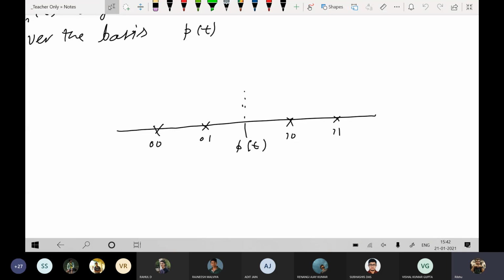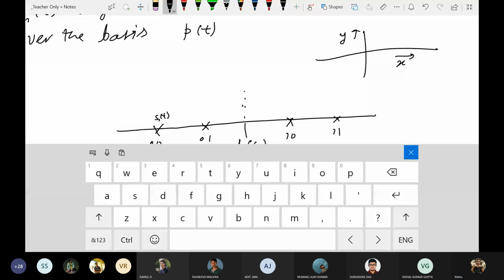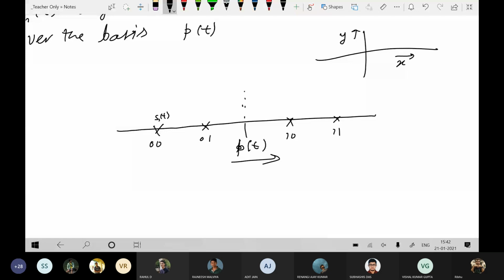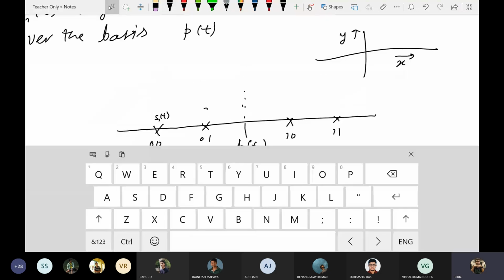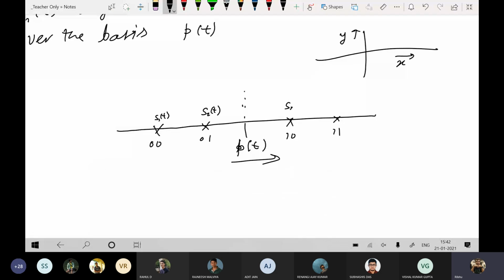So you can say this is s1(t). Can that be the origin? No, this is p(t). When you draw this, this is the origin of that x axis, y axis; this is how you write. This is p(t). Okay, fine. So this is s1(t), s2(t), s3(t), s4(t).